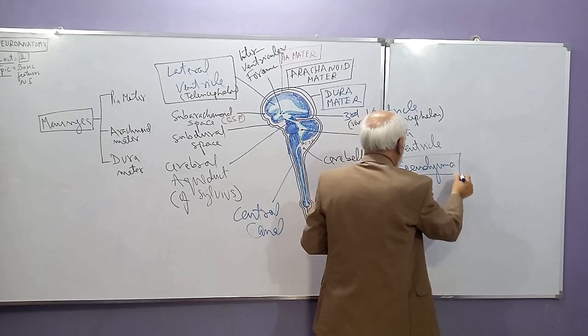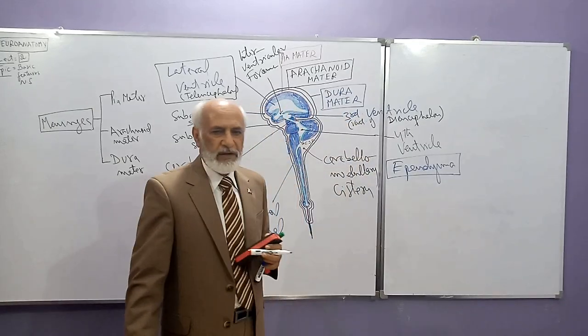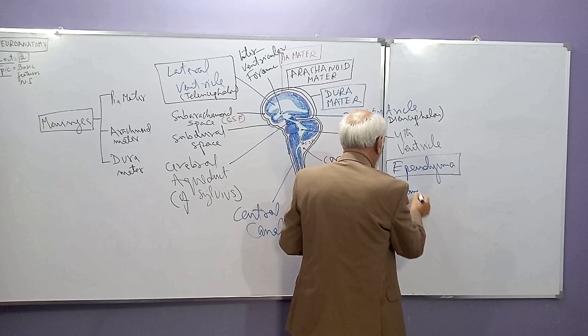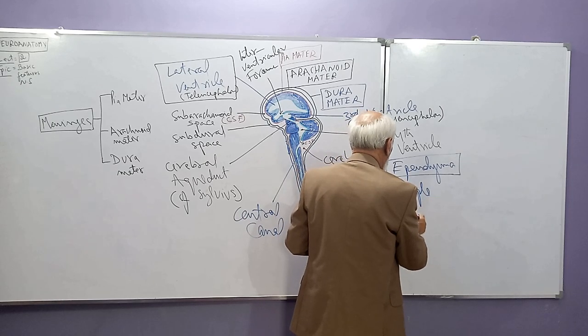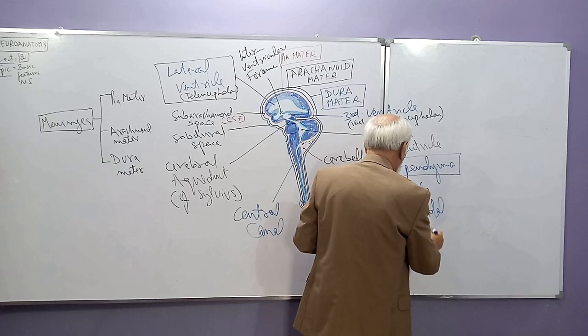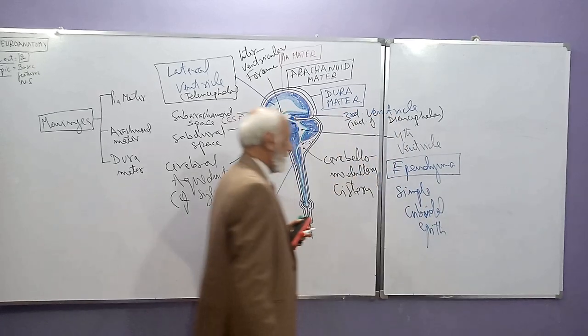Ependyma is the epithelium which lines the ventricles and canals. It is simple cuboidal epithelium.